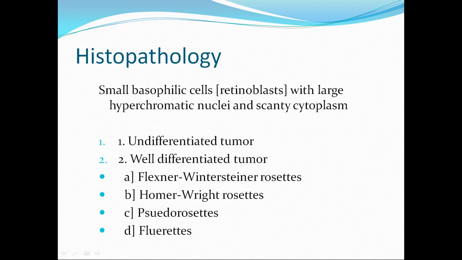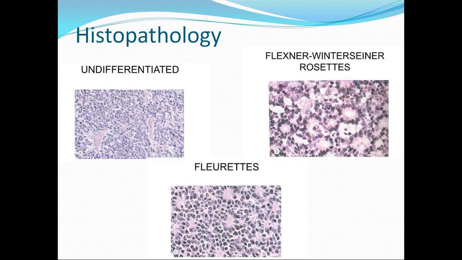Coming to histopathology. The tumor is composed of small basophilic cells with large hyperchromatic nuclei and scanty cytoplasm. Many retinoblastomas are undifferentiated, but varying degrees of differentiation are characterized by formation of Flexner-Wintersteiner rosettes, Homer-Wright rosettes, pseudo-rosettes and fleurettes. Flexner-Wintersteiner rosettes consist of columnar cells arranged around a central lumen.